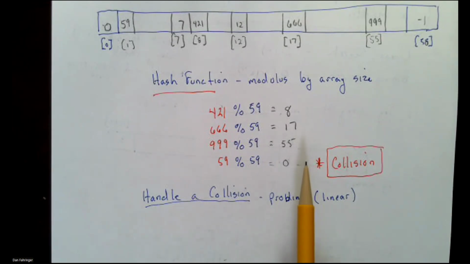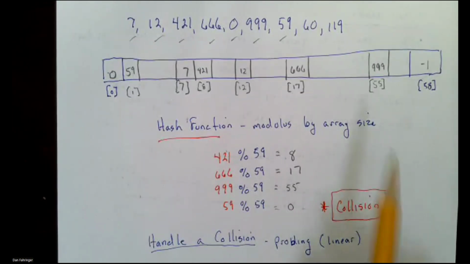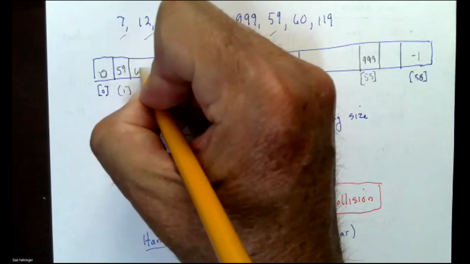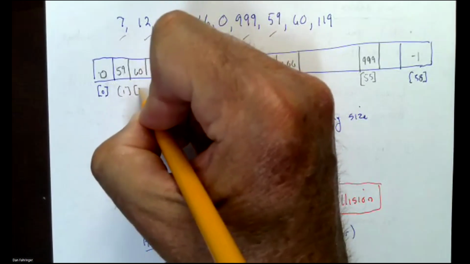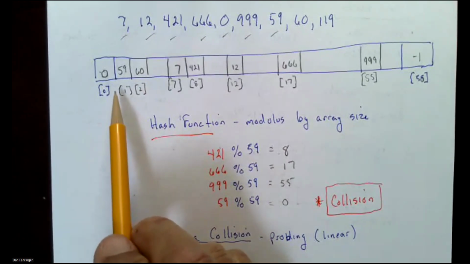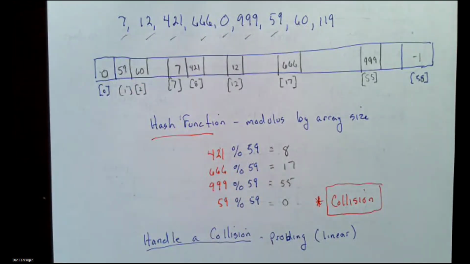So I had a collision. I needed to figure out how to handle that collision. And the way I did it was something called probing. Hey, so far so good. My next number was 60. 60 is going to have to go here in location 2 because I tried to land on 59 and that was full. So I went over to 2 and that's good.